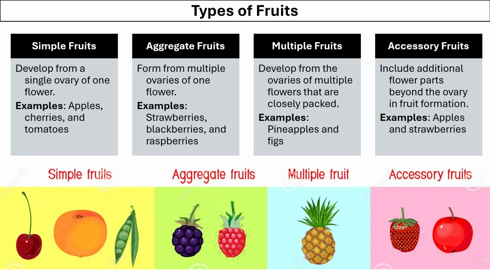Multiple fruits are developed from the ovaries of multiple flowers that are closely packed. For example, pineapple and figs. Accessory fruits are not only limited to the ovary, but they have additional parts of the flower involved in the formation of fruit. For example, apples and strawberries.